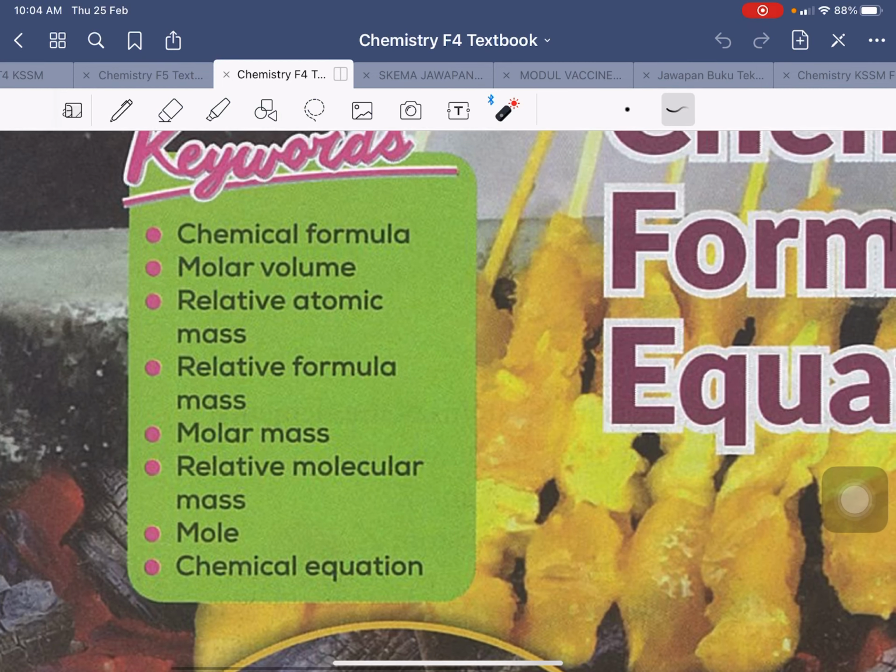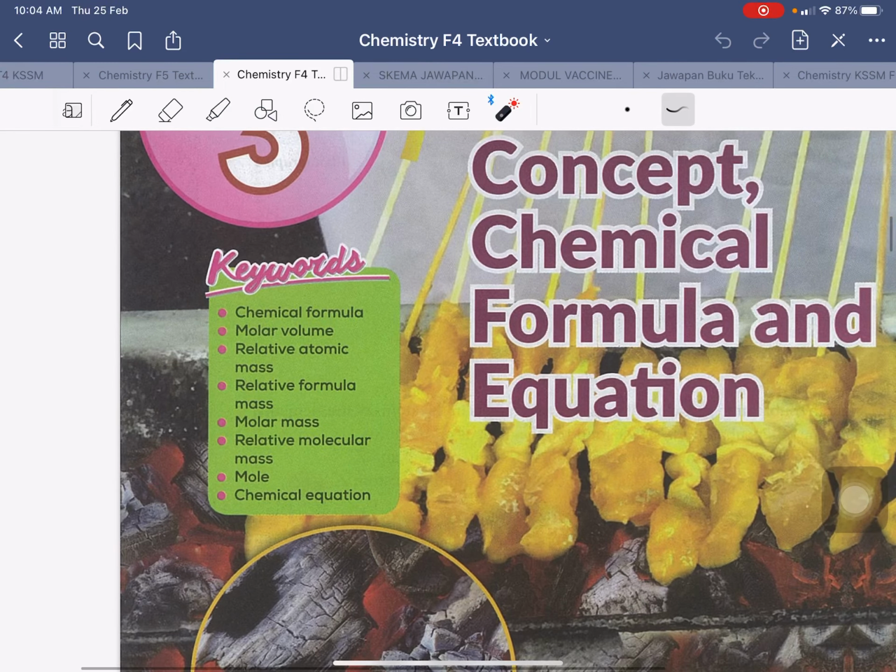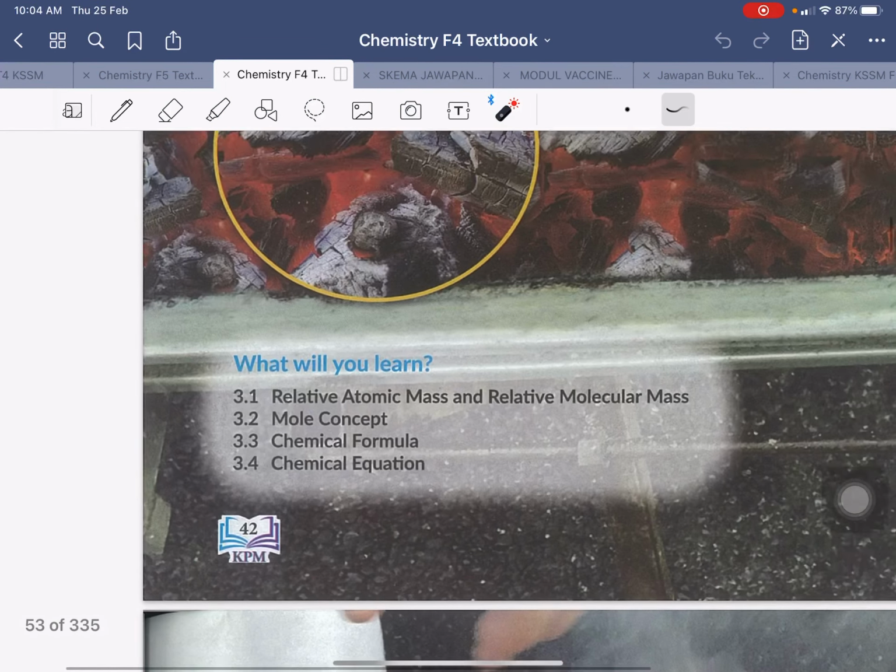Keywords that you are going to learn: chemical formula, molar volume, relative atomic mass, or we can also call it as RAM, relative formula mass, or we can call it as RFM, molar mass, relative molecular mass, or we can call it as RMM, mole, and also chemical equation. Of course, we are not going to cover all of it today, but only introduction.